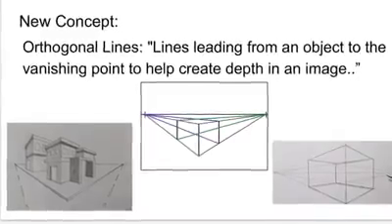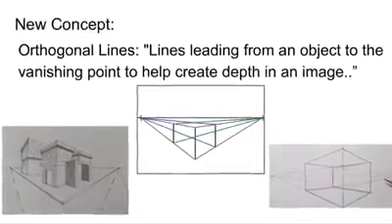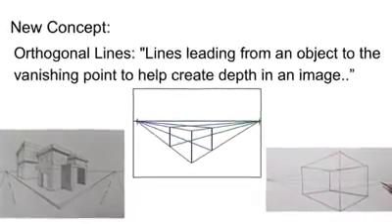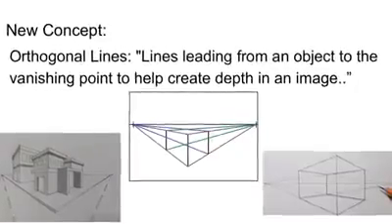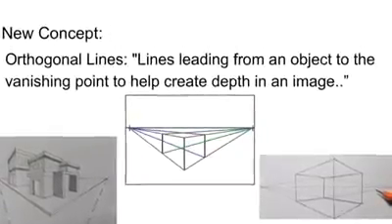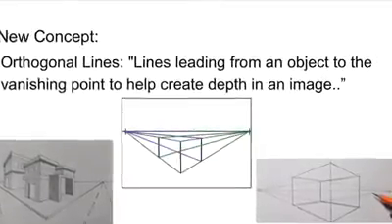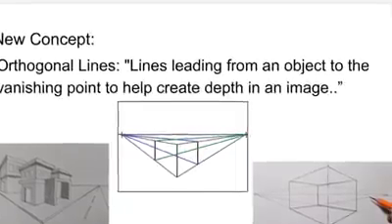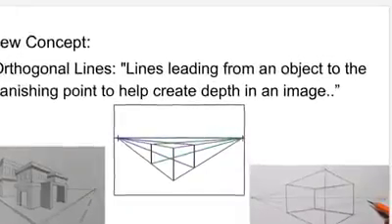Here's the word that always trips me up. It's called orthogonal lines. These are defined as the lines leading from an object to the vanishing point to help create depth in an image. It's something that's going to help it look like it can hold volume. It works a lot with space in art.